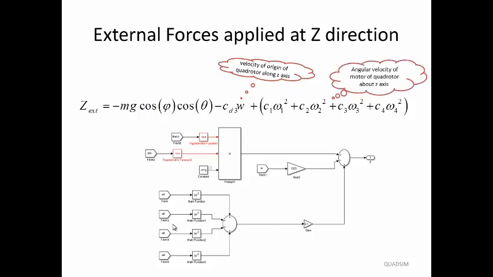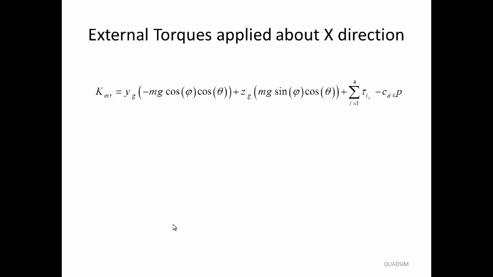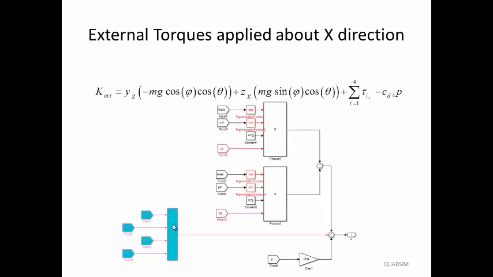You can see four types of c sub 1 omega sub 1 squared. Omega sub i is the angular velocity of each motor, motor number i of the quadrotor about the z-axis. But what about external torques applied about the x direction? You can see this formula and the blocks in Simulink.